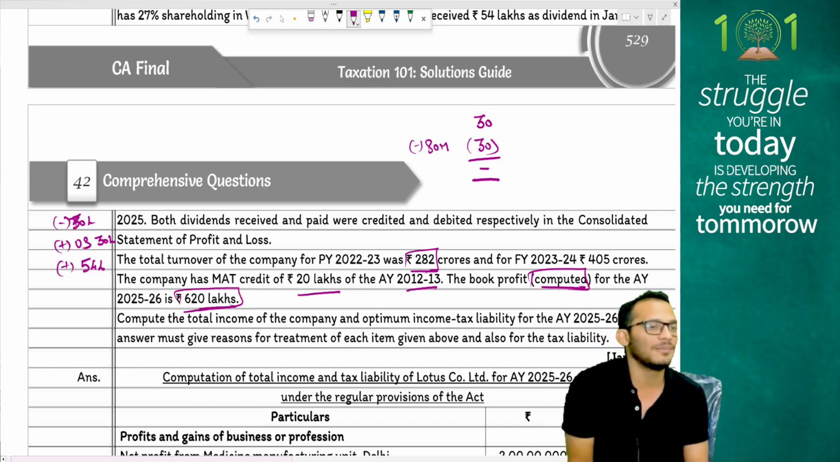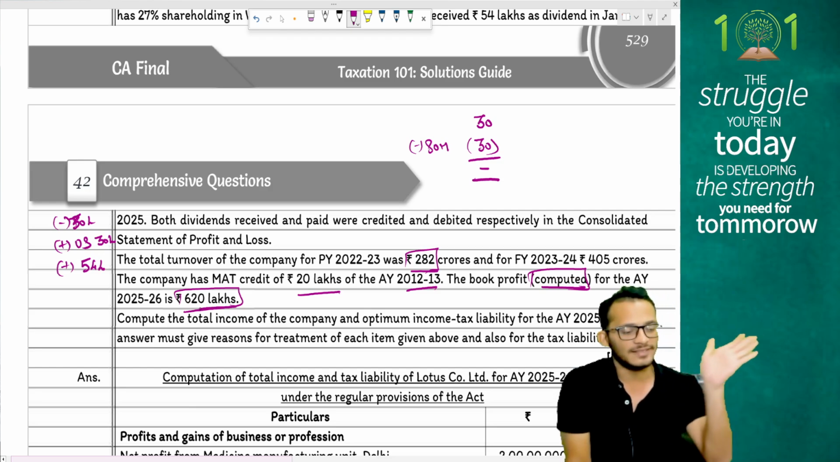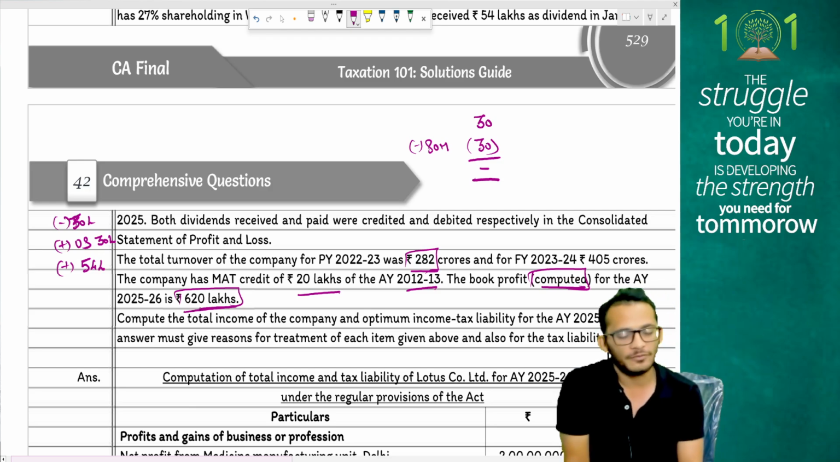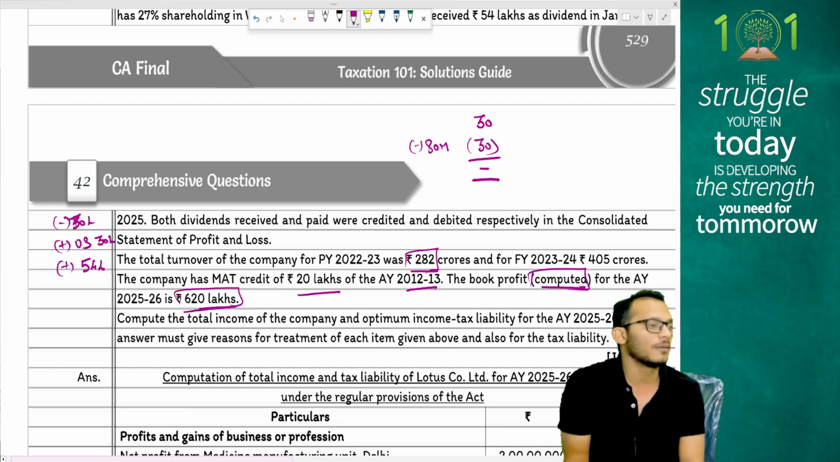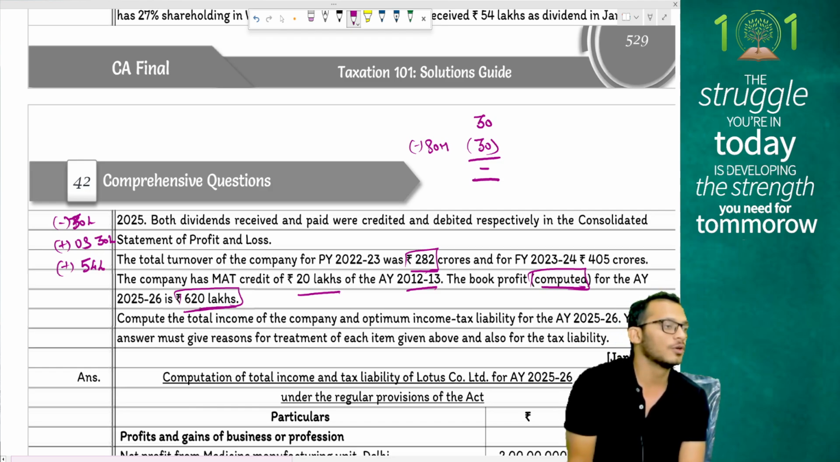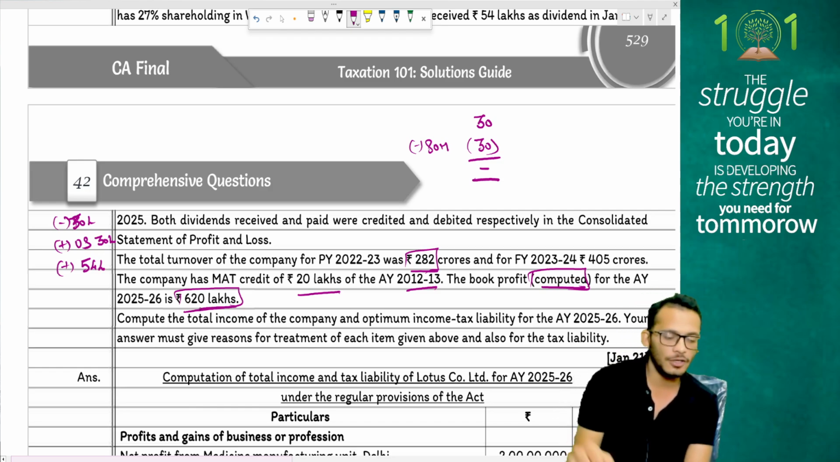The question itself has told you what your MAT is. So you just have to take 620 lakhs multiplied by 15%, and that will become your MAT tax. Take your normal tax, take your MAT tax, and check whichever is higher. If normal is higher, claim it, but ensure the credit should not reduce tax more than the MAT tax.